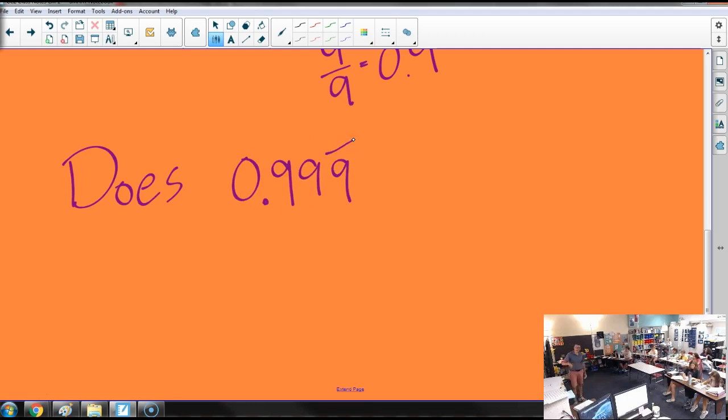Does 0.9 repeating forever equal 1? And we're not going to get into a big fight about this today because I want us to get to your homework. But the question that most mathematicians will ask you if you say no is, okay, if they're not equal, what number's between them?